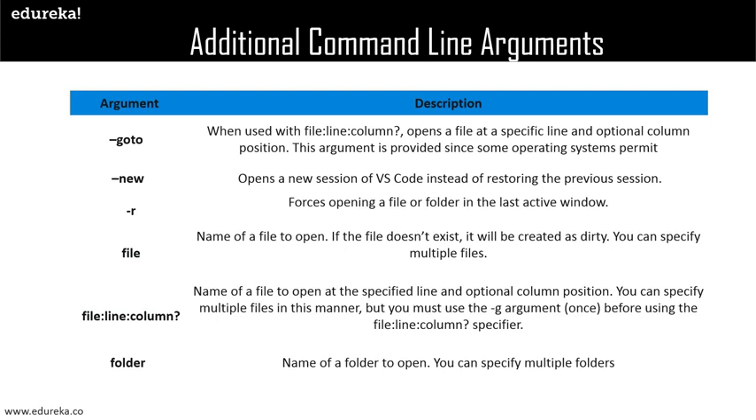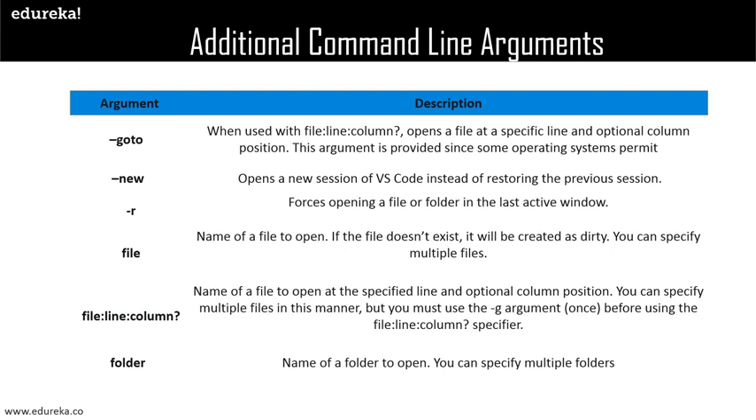Followed by that, we have file, the name of the file to open. If the file does not exist, it will be created by default. You can specify multiple files. Followed by that, you have file:line:column?, which comes in handy with the name of a file to open at a specified line or optional column position. You can specify multiple files in this manner, but you must use the G argument once before you use the file:line:column? specifier.